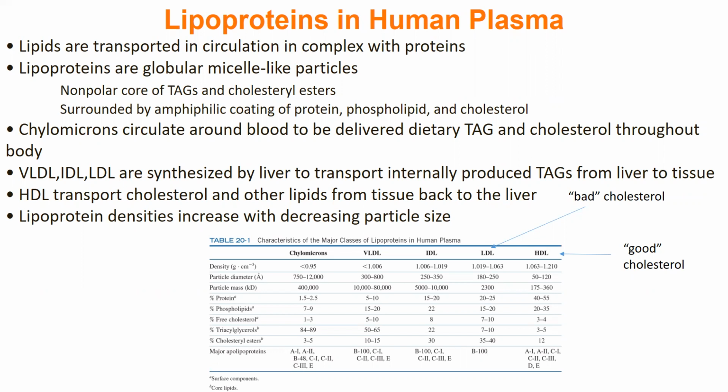And you have different types of lipoproteins that do different things. Chylomicrons, which have the smallest density. So the way that this table goes, if you look on the bottom, let me just remark on that first. It's low density to high density.